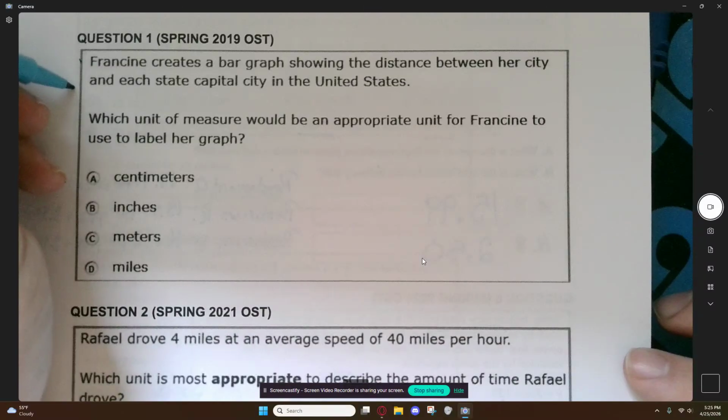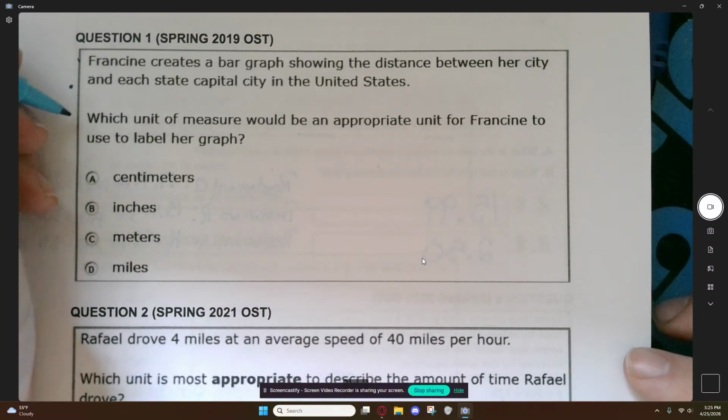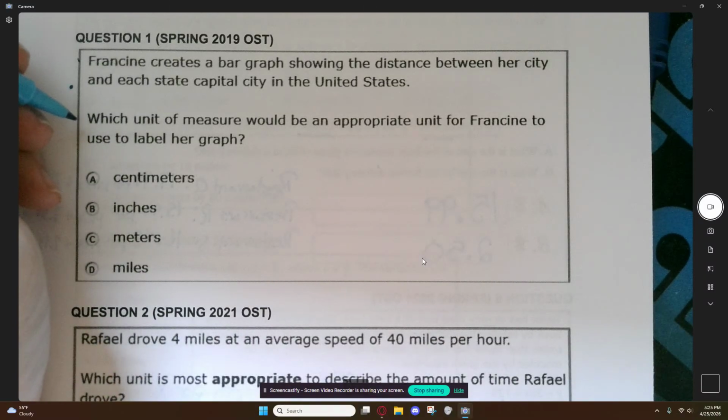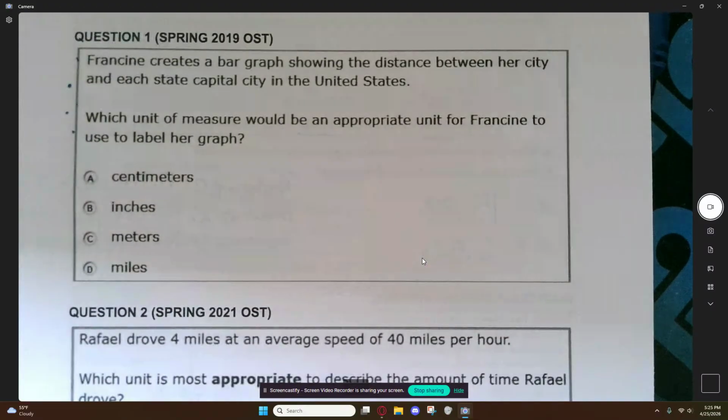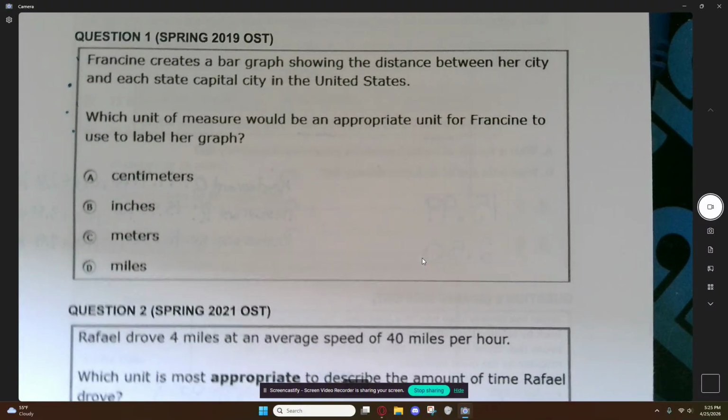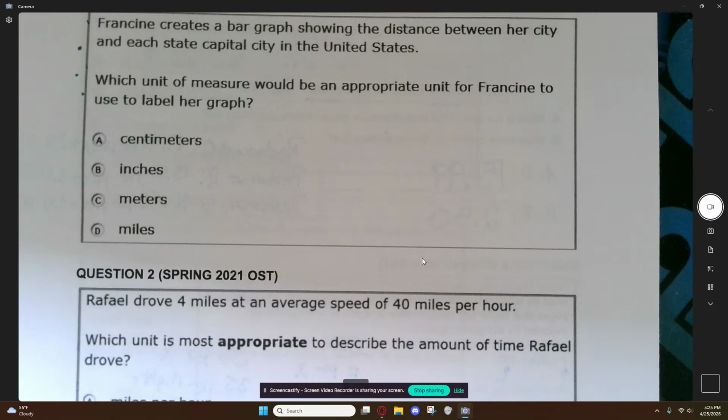Francine creates a bar graph showing the distance between her city and each state capital city in the United States. What unit of measure would be an appropriate unit for Francine to use to label her graph? These questions are more about logic, okay?